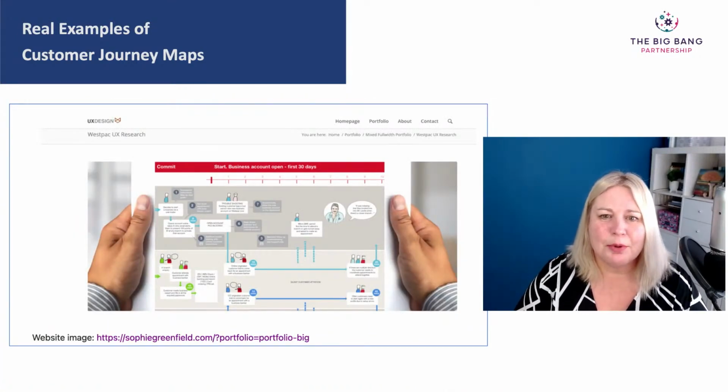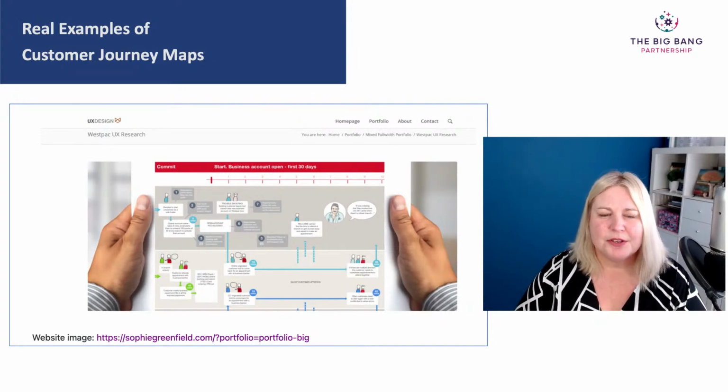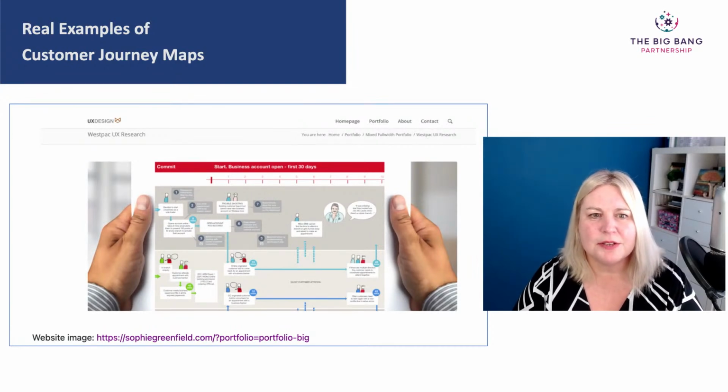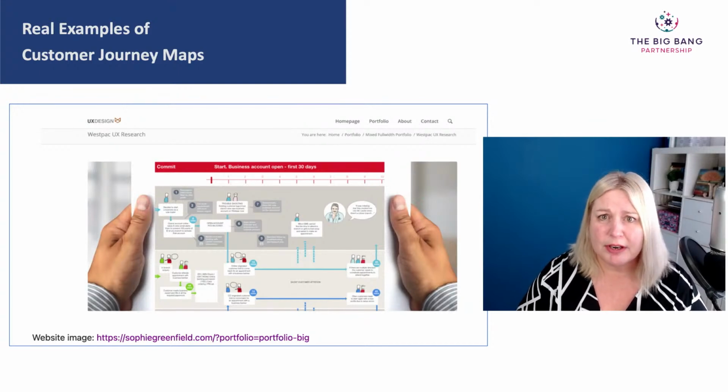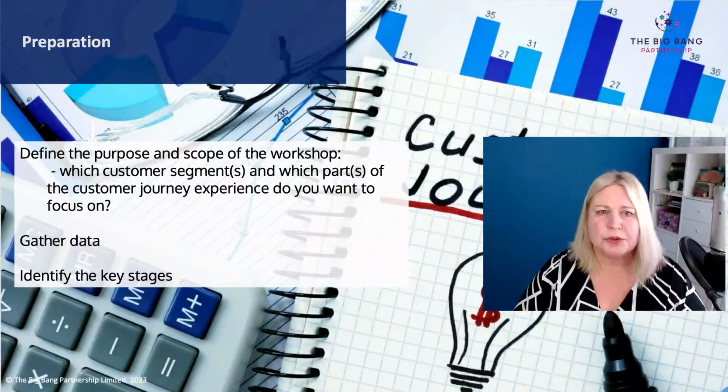And just to give you an example of a financial services and banking digital customer journey map, this one is from Westpac, who do banking in Australia. They did customer journey mapping to think about how to start a business account, what happens in the first 30 days. They've done other journey maps as well. And this one is from sophiegreenfield.com if you want to go and have a look at that case study. But just to give you some examples of how this is being used, it's being used for real, to drive real commercial results. And you can do it too with your team and your businesses.